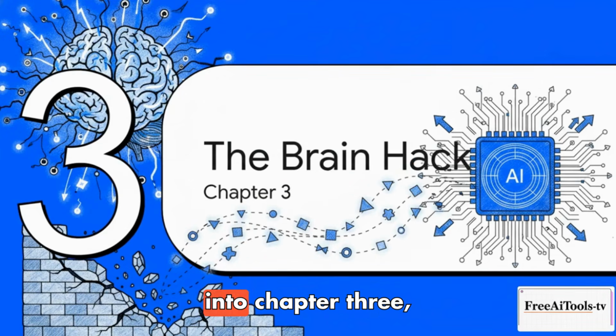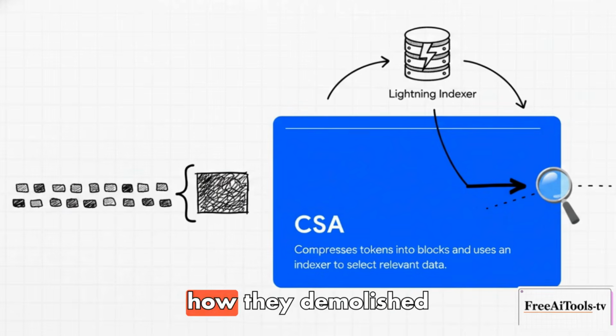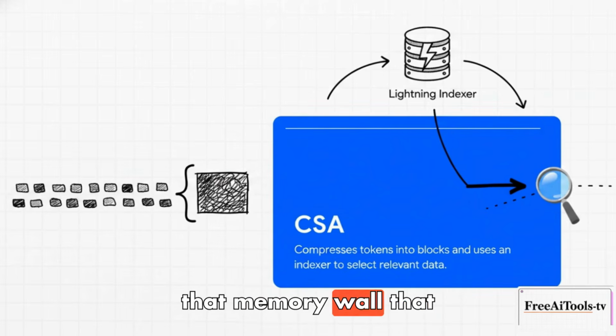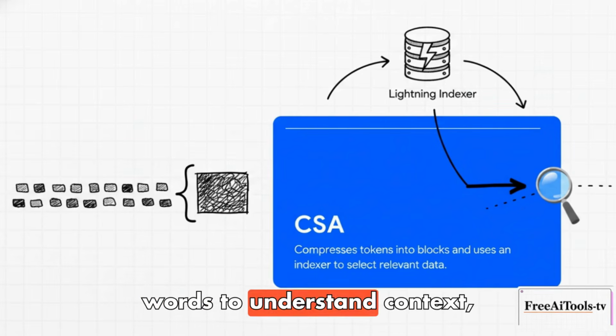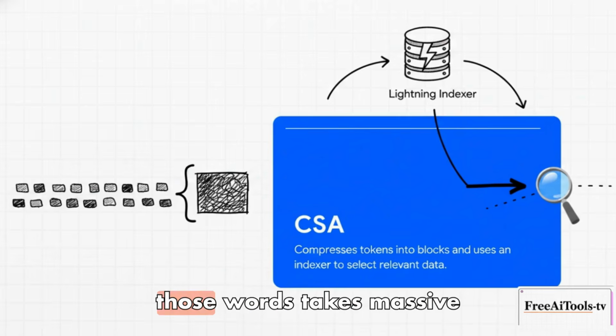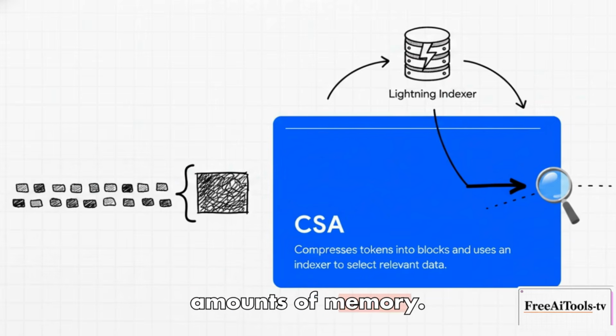Which leads us perfectly into Chapter 3, the brain hack. So here is exactly how they demolished that memory wall that normally crashes AI. Look, to process long sequences, an AI has to look back at previous words to understand context, right? But storing all those words takes massive amounts of memory.